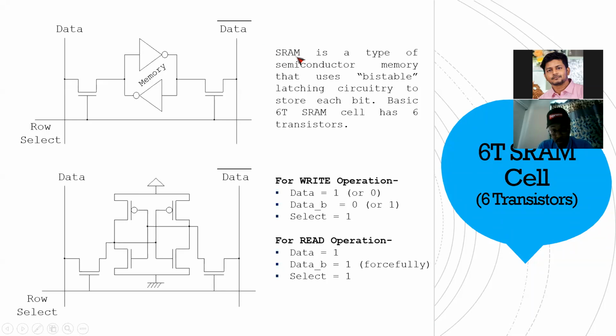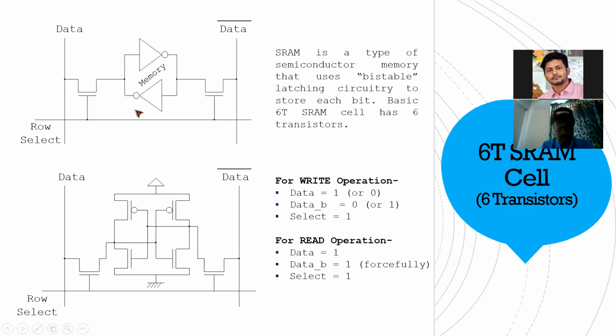Here, this line is called data line. This line is data bar, that means it is opposite. Normally it is opposite. If it is 1, the other is 0. If it is 0, the other is 1. This line is called row select. That means you can select the row, right?